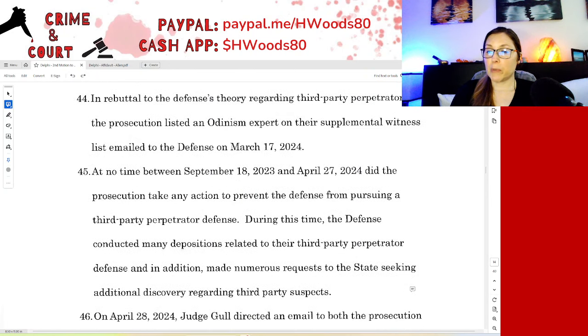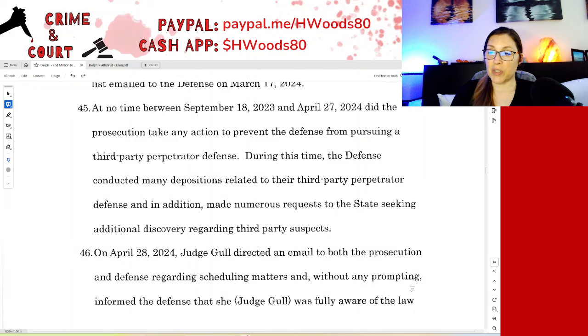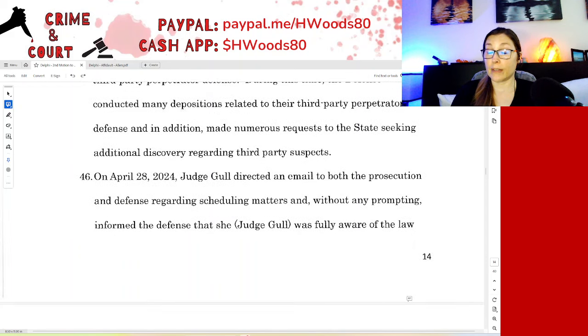Number 45, at no time between September 18th and April of this year did the prosecution take any action to prevent the defense from pursuing a third-party perpetrator defense. Exactly. You've had all these months now to know where we're going with this trial. During this time, the defense conducted many depositions related to the third-party perpetrator defense, and in addition, made numerous requests to the state seeking additional discovery regarding third-party suspects.